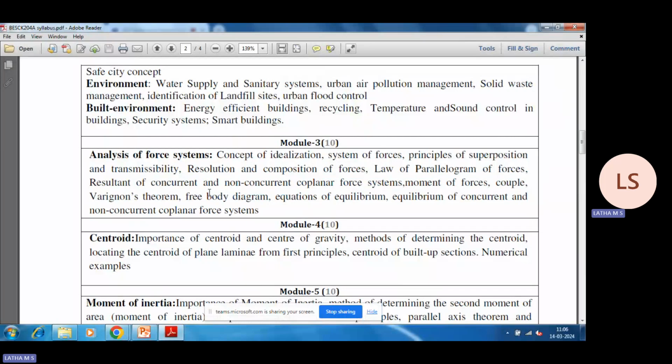Now we'll start with Varignon's theorem. I said you go according to your syllabus. Any subject, you keep your syllabus and prepare as per that. Now, what next is Varignon's. Not working.